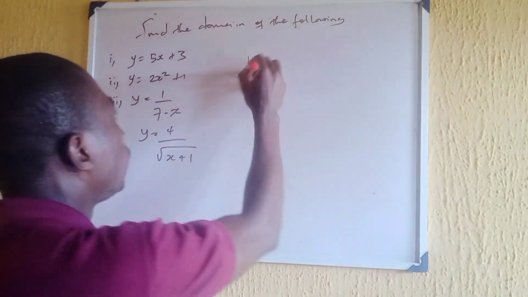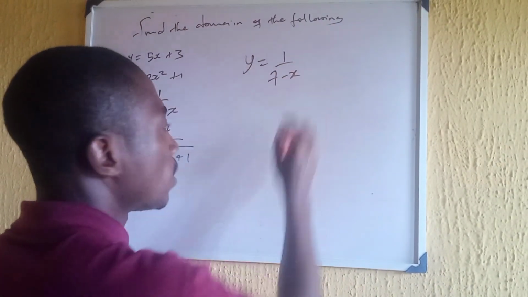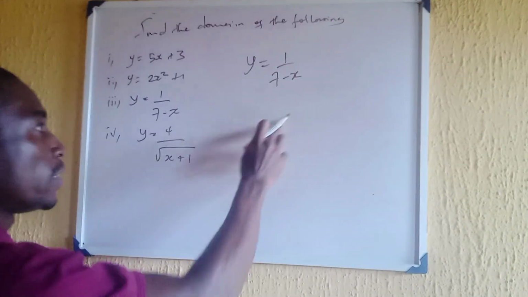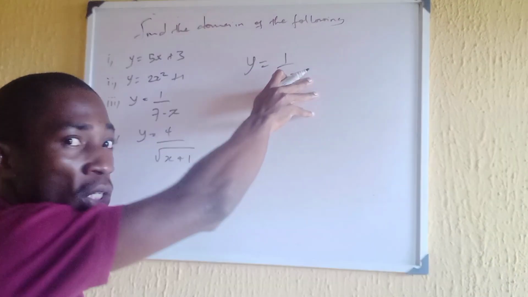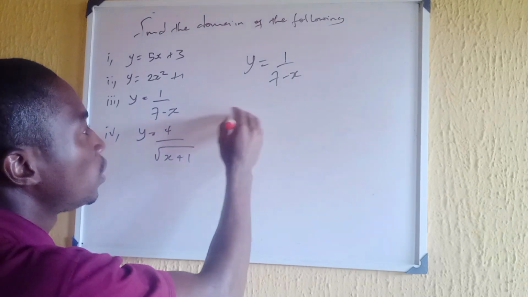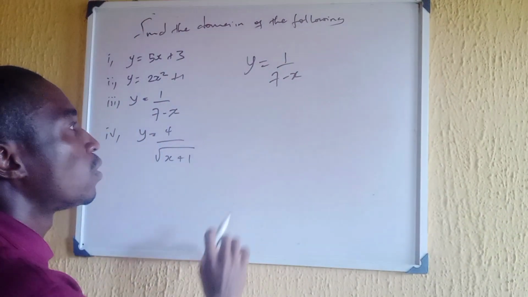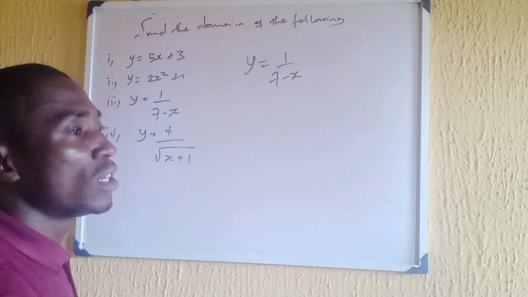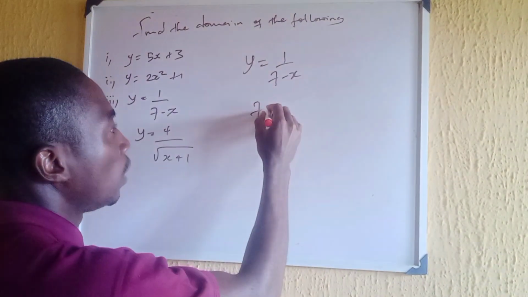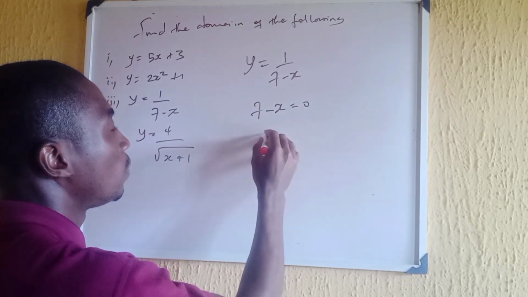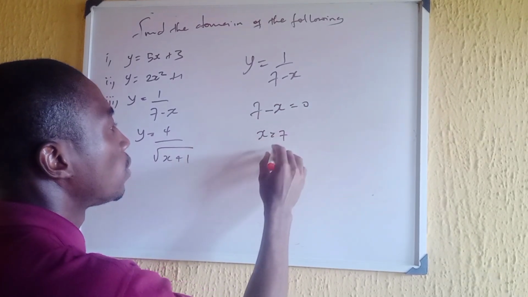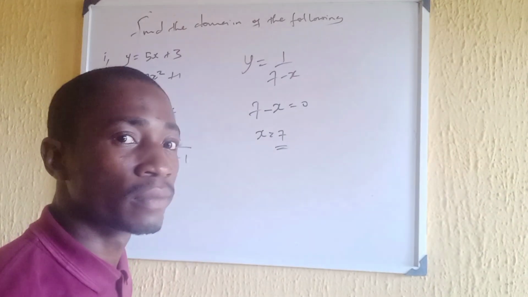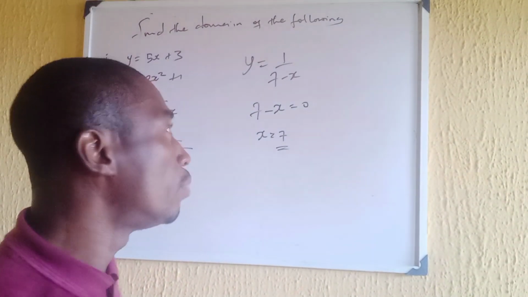Now the third one, we have y equal to 1 over 7 minus x. We have a condition that will make this function undefined, and that condition is when the denominator is equal to 0. So we equate the denominator to 0. Any value that satisfies that condition is the excluded value. So 7 minus x equal to 0, x is equal to 7. So it means that x can be any value but not 7.